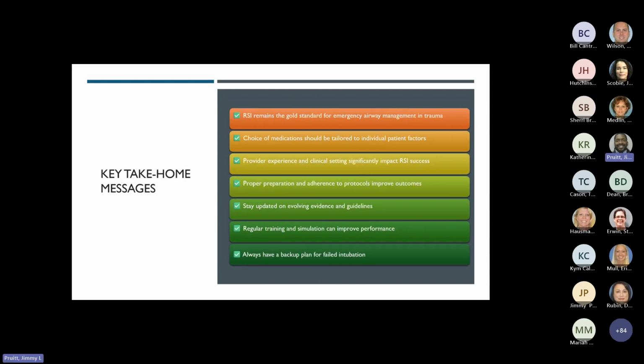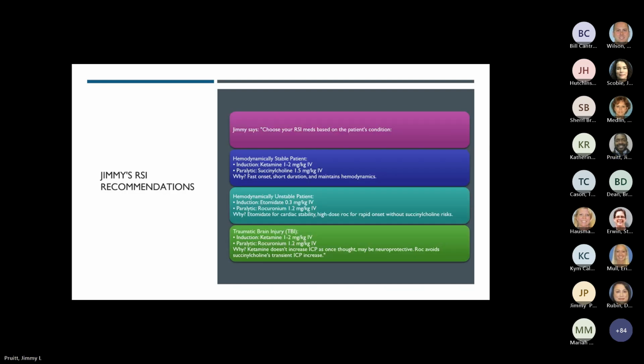And take home messages. RSI remains the gold standard for emergency airway management in trauma. The choice of medication can be tailored to your patient. Prepare for anything to happen and have protocols put in place. Stay updated on literature, regular training is going to be great, and always have a backup plan for failed intubation.